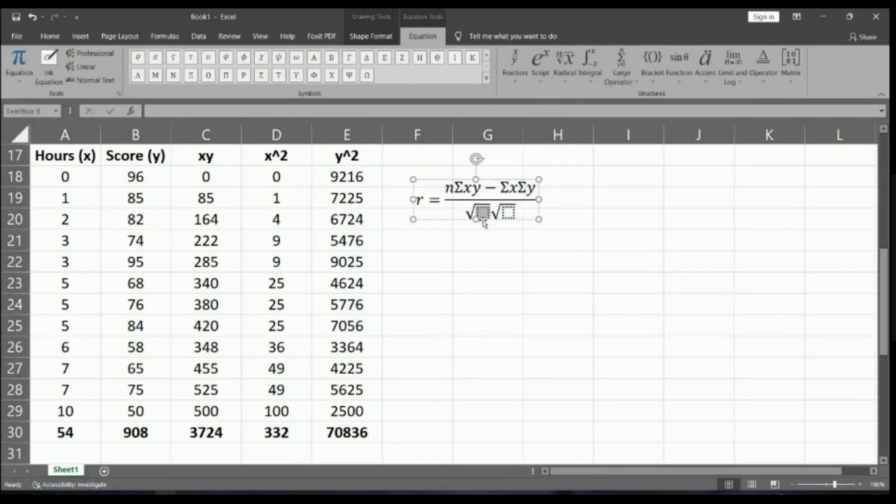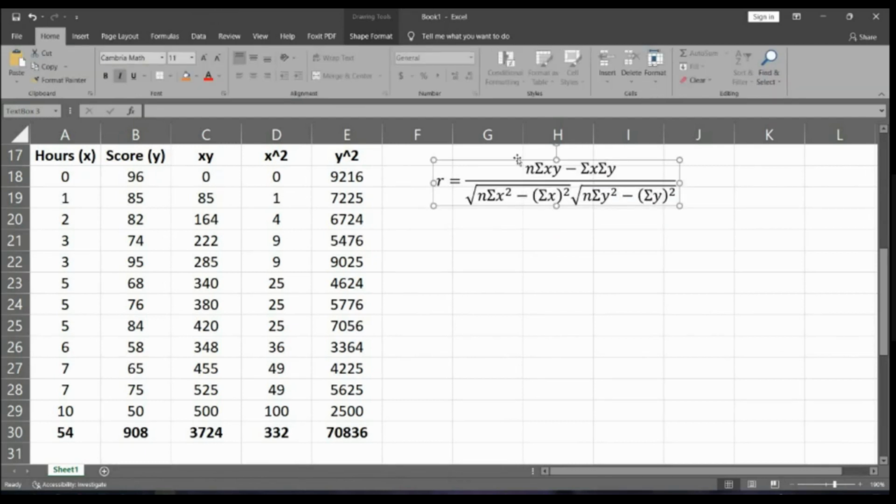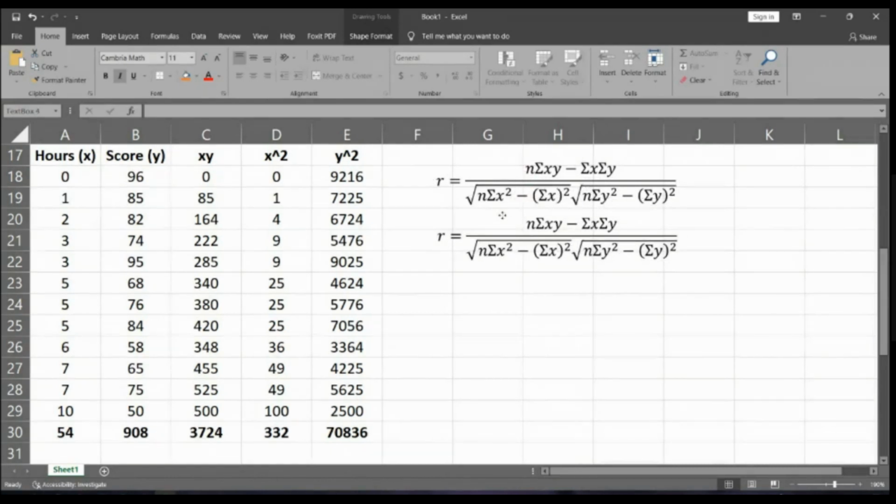Ayan. We have n times summation of x squared minus quantity. Don't forget the quantity. Summation of x squared. And the other one, we have n summation of y squared minus the quantity summation of y quantity squared. And this is your formula. This is the formula. And we may now substitute the values.